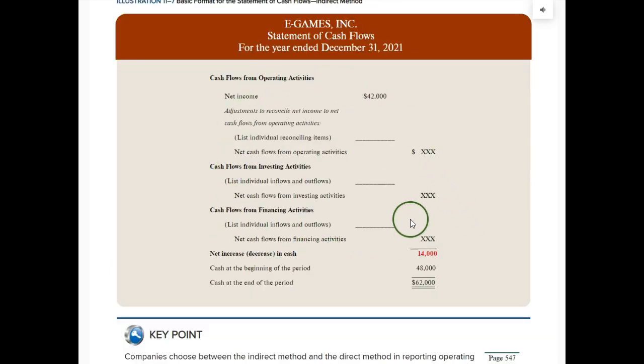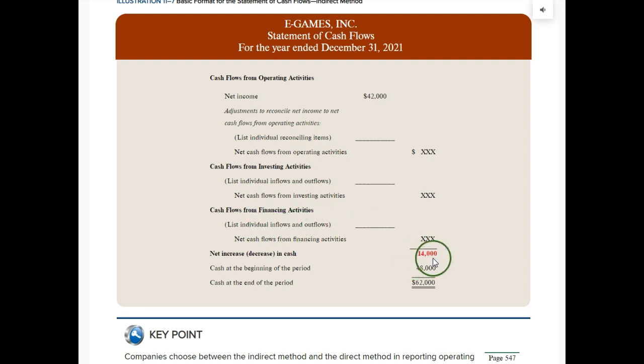Here's what we're going to be filling in. This is the overall format. We start with net income, and that came from the income statement. Then we're going to list the differences in the non-cash current activities and the current liabilities. And we're going to look for a few other things out of the income statement, for example, depreciation and that loss on sale of land. And then we'll look for investing activities and then financing activities.